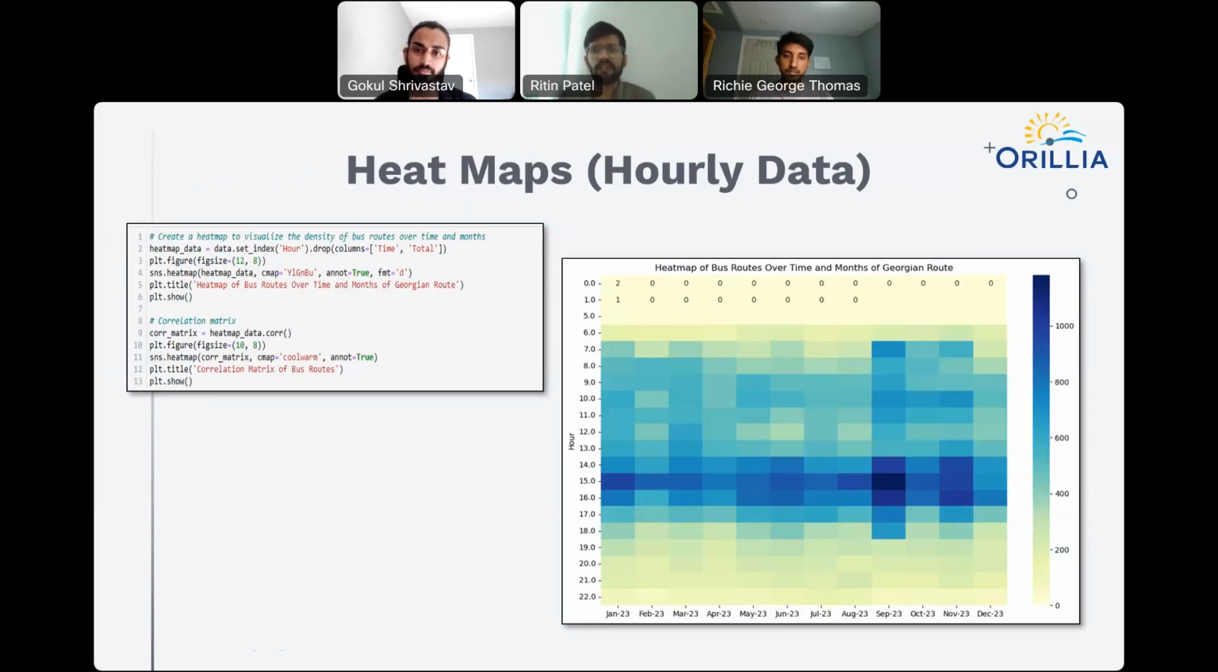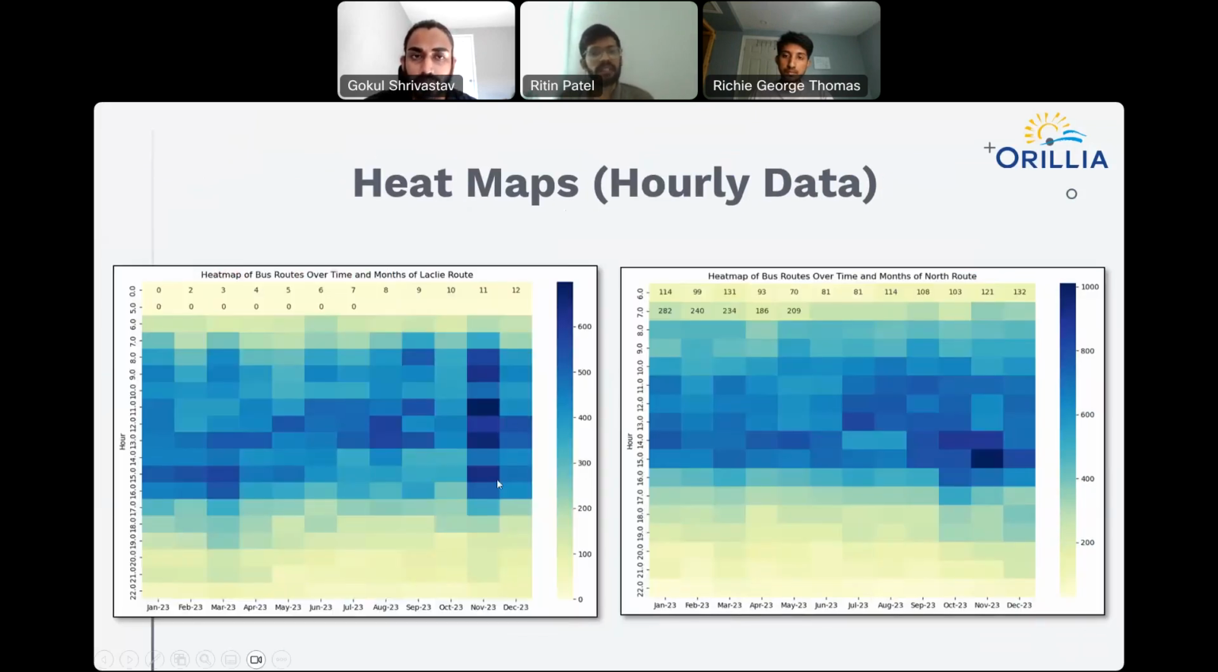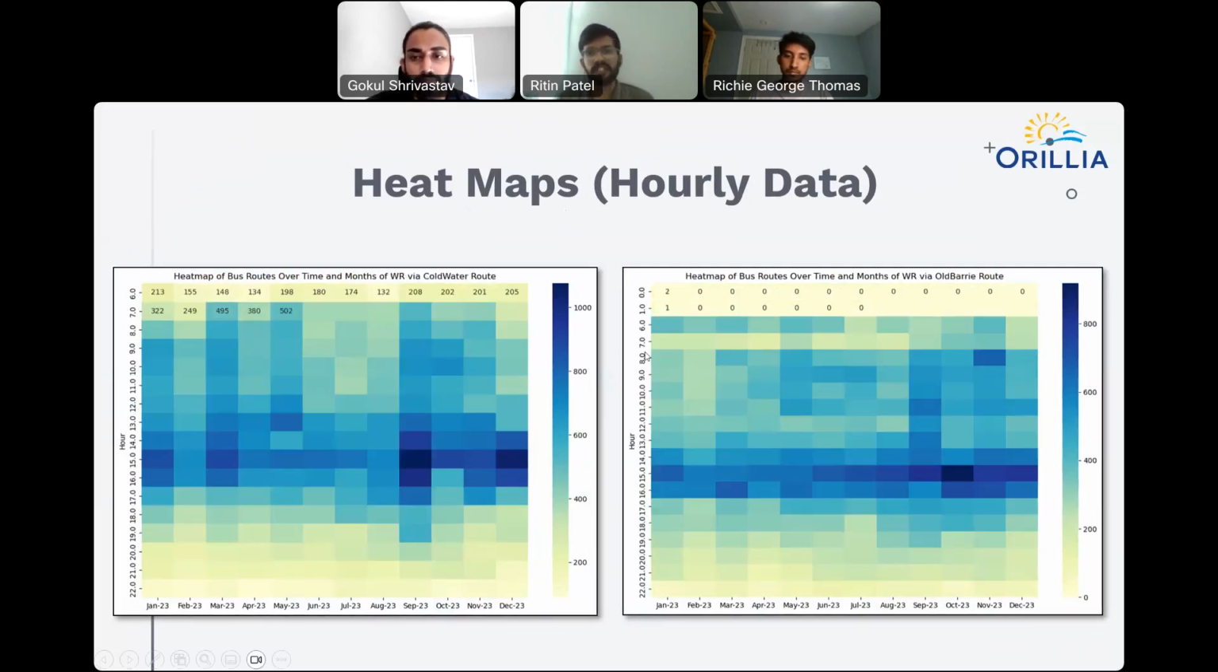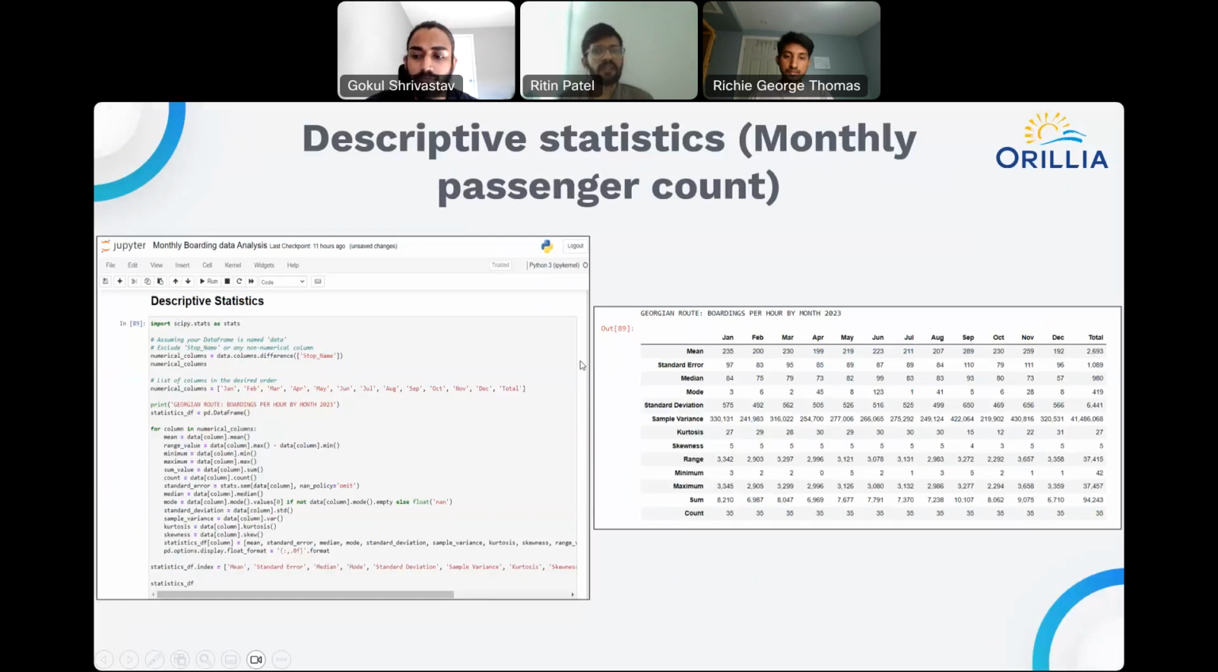Then we have created heat maps to visualize the density of people count during the hourly time. This is the code and this is the heat map for Georgian route. As you can see, it is busiest around 1 to 4 in the afternoon. These are the heat maps for the rest of the routes, being the same, very busy around the afternoon. This is for South A, South B, Westridge Cold Water, Westridge via Oldbury. Now I'll talk about the monthly data.